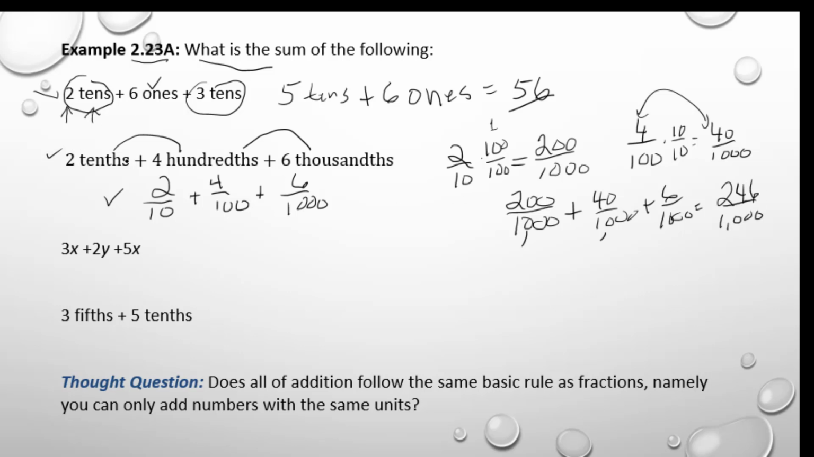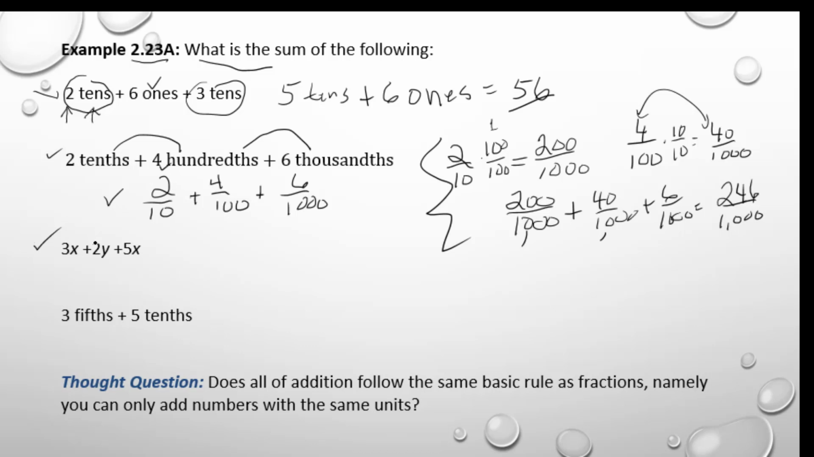Now you might have been able to do that without going through this process by recognizing that 2/10 is the same as 200/1,000 by moving the decimal 2 places on the numerator and denominator, which is the equivalent of multiplying by 100.